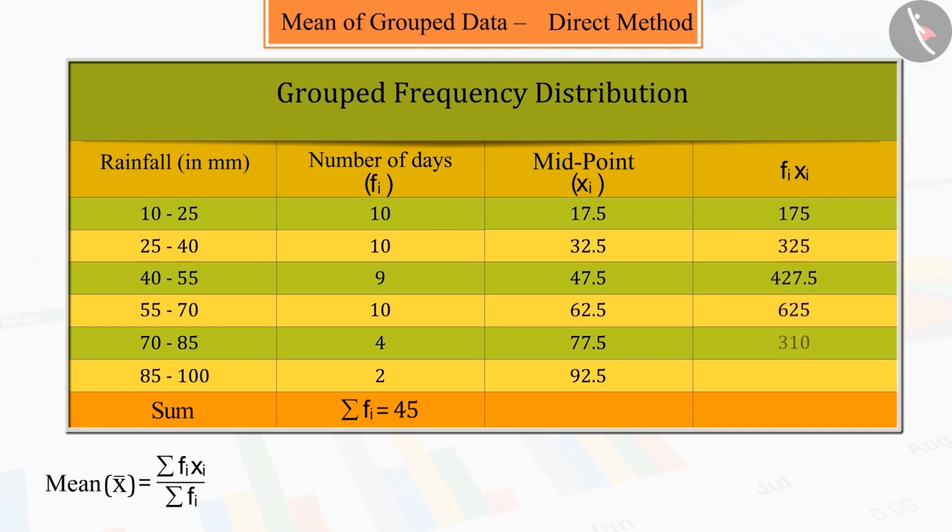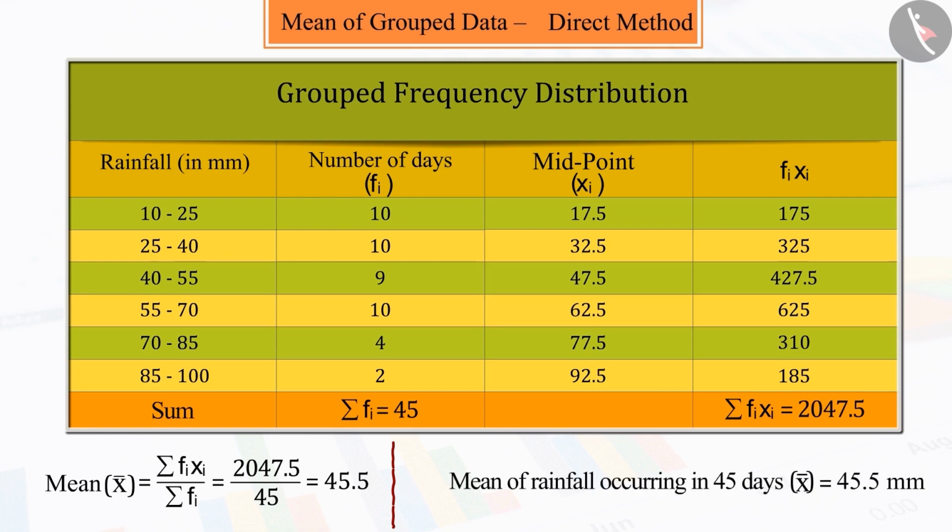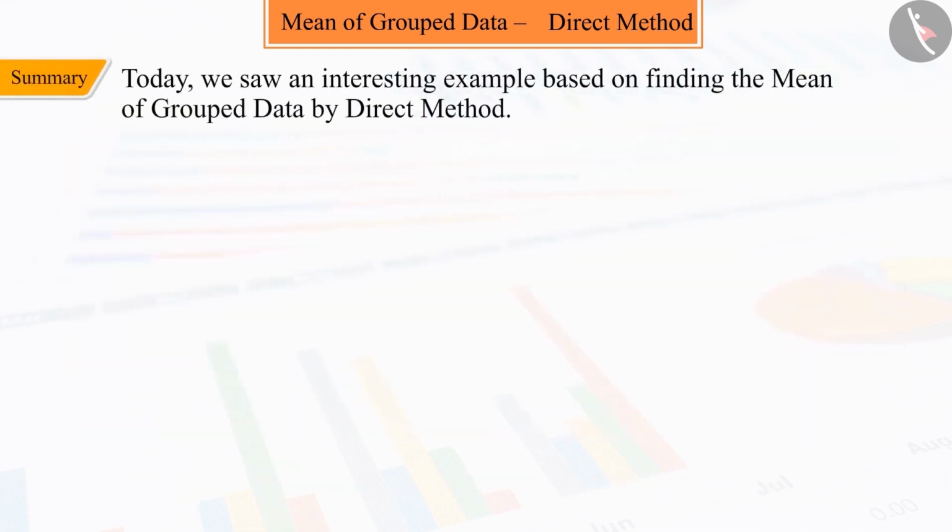Find the sum, that is 2047.50, and divide it by the sum of their frequencies, that is 45. On solving this, you get 45.50. So we can say that the mean of rainfall occurring in 45 days is 45.50 mm.